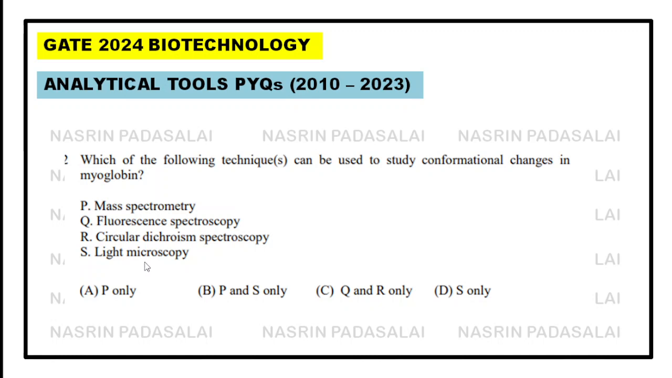Ultimately, you can eliminate light microscopy, and mass spectrometry is also not employed for studying conformational changes. Specifically, conformational changes will be studied only by fluorescence spectroscopy and circular dichroism spectroscopy.